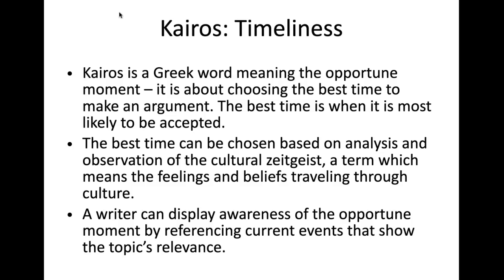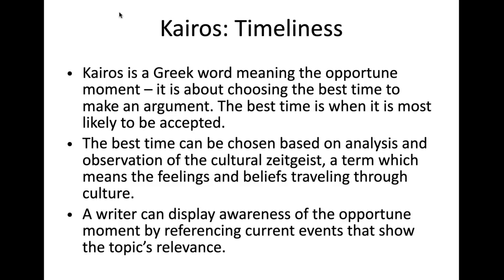Kairos is timeliness. It's the Greek word for time. There's technically two words in Greek for time, Kairos and Chronos. Chronos is kind of time as a spectrum, time as a cycle. Kairos is one moment in time, particularly the opportune moment. It's about choosing the best time to make an argument, and the best time to make an argument is when it's most likely to be accepted.